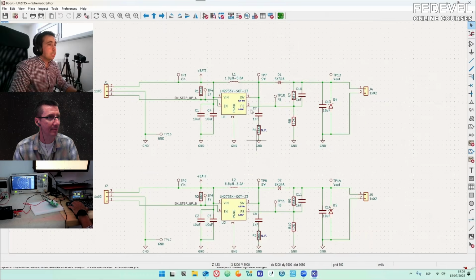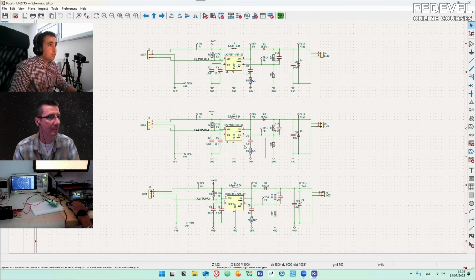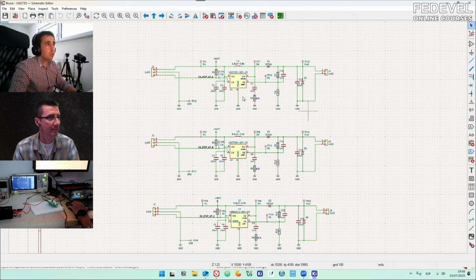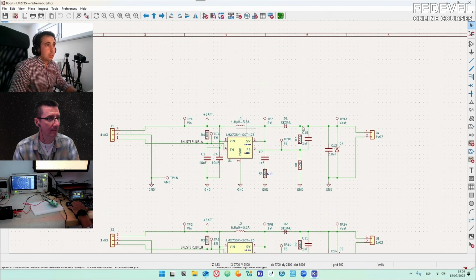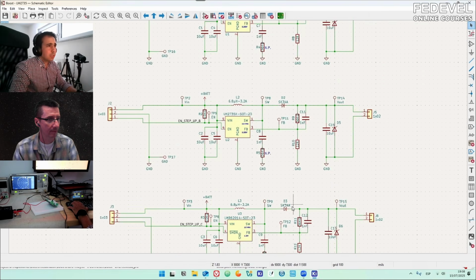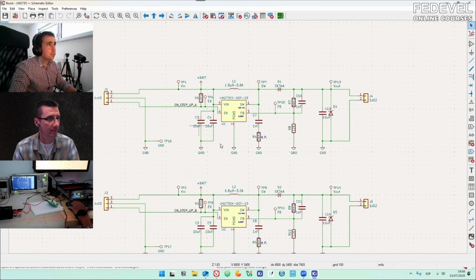So this is the schematic of the board. And as you see, the topology is exactly the same. What changes is the inductor and the diode. I think that in the end it was almost the same. So what changes are a few components, but the idea was to see if it makes sense to use one or the other.